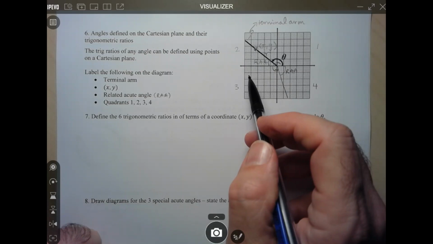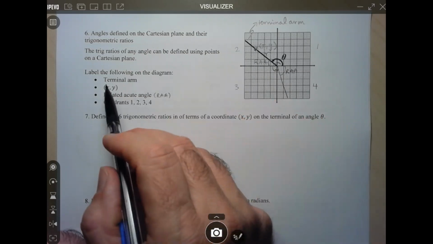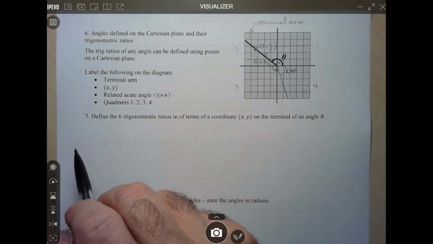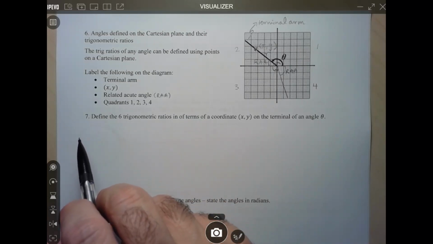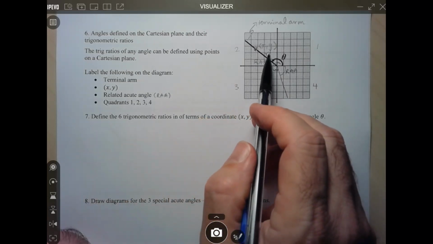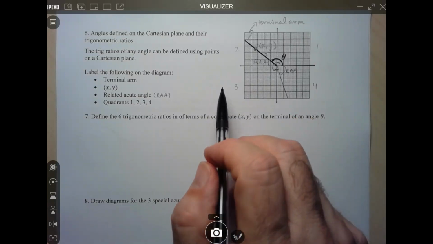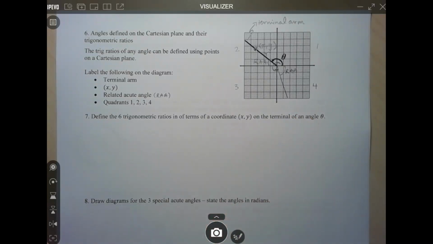So now instead of talking about adjacent, you're talking about the x value. Instead of talking about opposite, you're talking about the y value. Instead of talking about a hypotenuse, you're talking about the r value. All right, so take a couple of minutes to write that up. All right, so we're back. So let's look at our 6 trigonometric ratios.